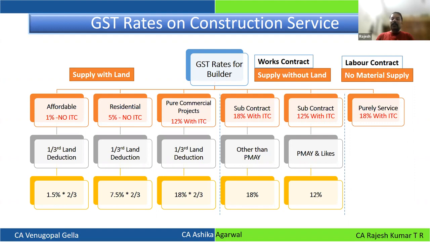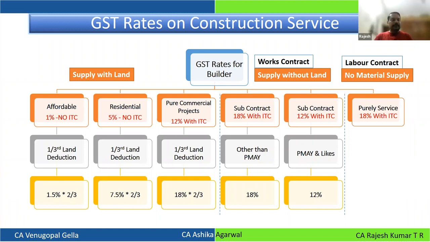So in other words, this works contract supply without land is essentially for a general type of contracts applicable other than the projects covered under RERA. So these are 3 points which I thought I would just bring to your kind attention. Ashika, would you like to add anything or comment on what I said? No, sir. Yeah, you can proceed, please.